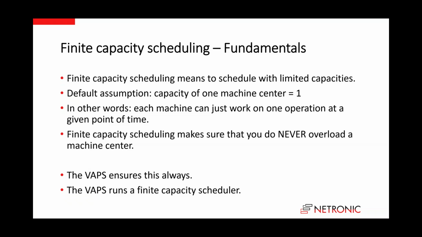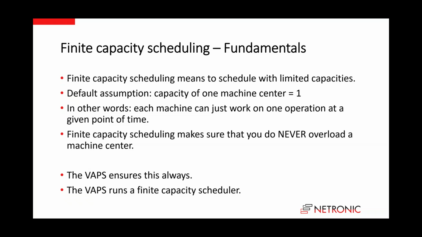So the finite capacity scheduling as we build it makes sure that you never overload a machine center. There's always only one operation at a machine center, and the VAPS makes sure that this happens always, and the VAPS runs on a finite capacity scheduler. So we build additional software that comes with the extension that takes care of the scheduling, so that whenever you do something in the visual planning board, we calculate how the schedule should look based on the rules of finite capacity scheduling, and then we pass these results to the planning board again, and from there you can publish it into Business Central.